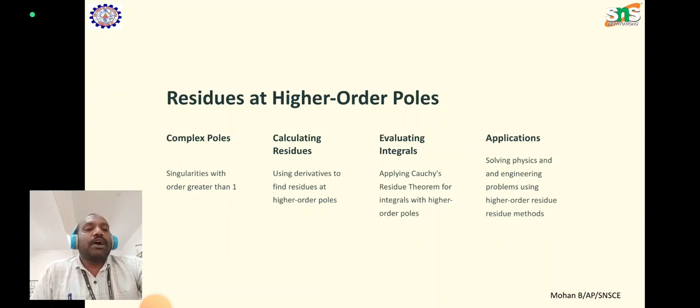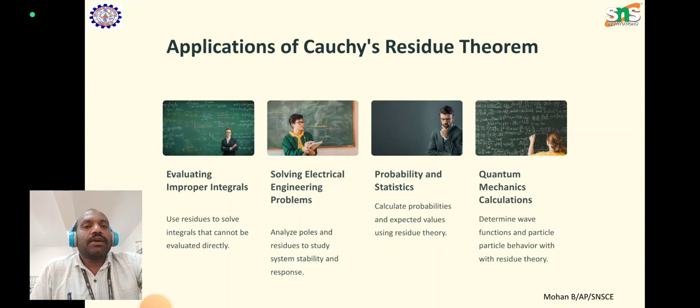Then the applications: we use this in physics and engineering problems using the higher order residue theorem. In this residue theorem, there are 2 parametric and 3 parametric cases that are used in the applications. Then the more applications of Cauchy's residue theorem.